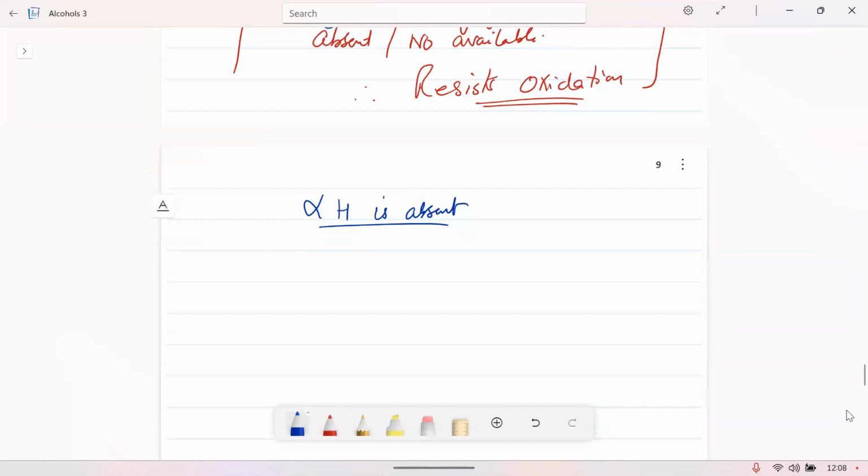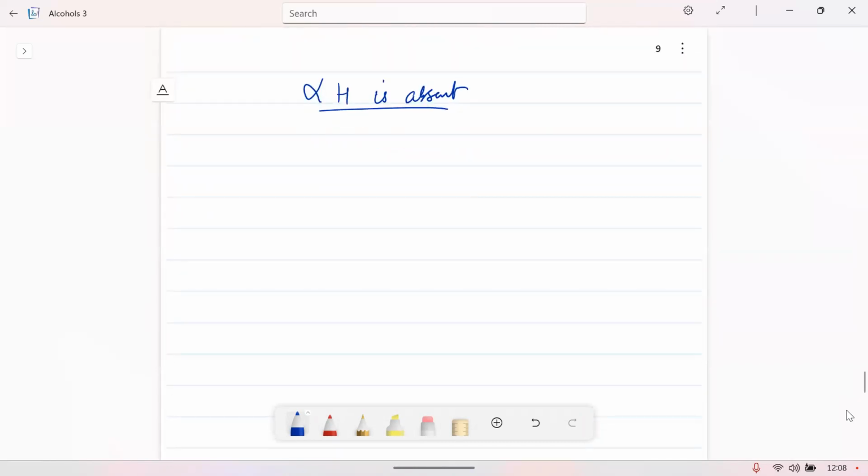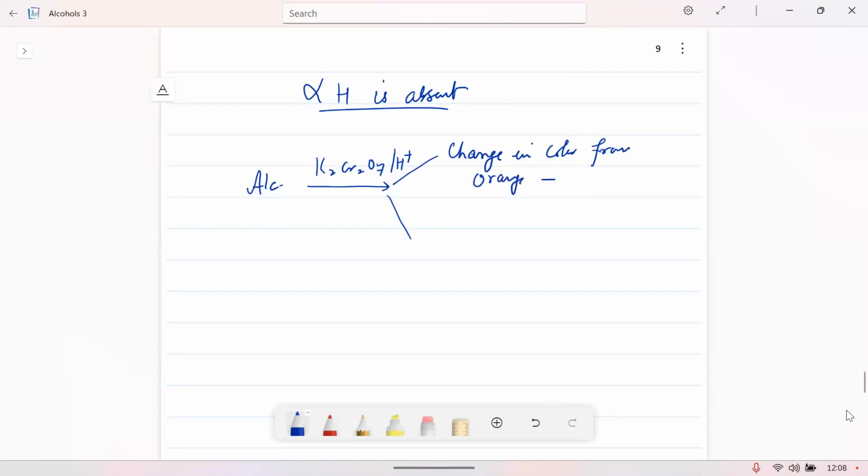The next thing, for your unit 3, they may ask you, like you are provided with an alcohol, and it undergoes oxidation in presence of K2Cr2O7 in acidic medium. Now there are two possibilities. Either there is a change in color from orange to green, or there is no change in color. So what is your inference or conclusion?